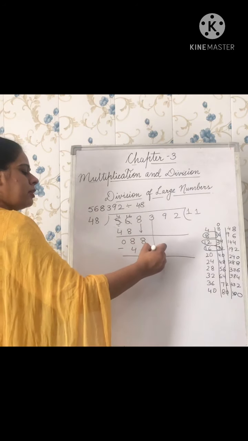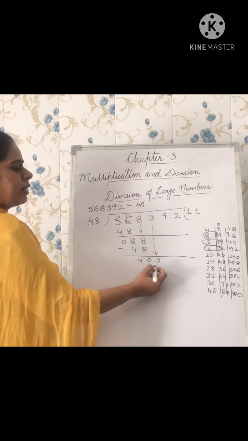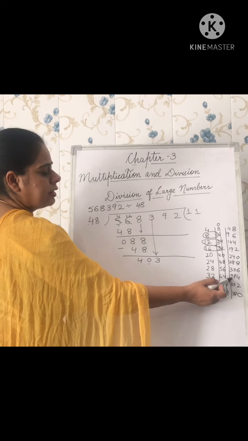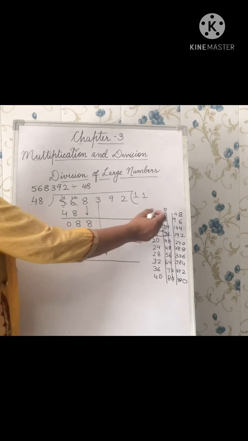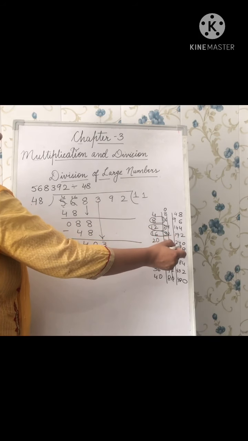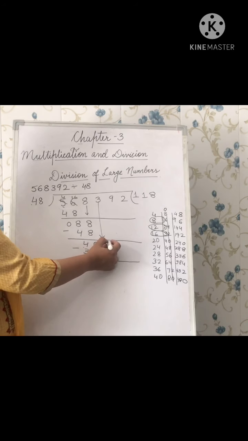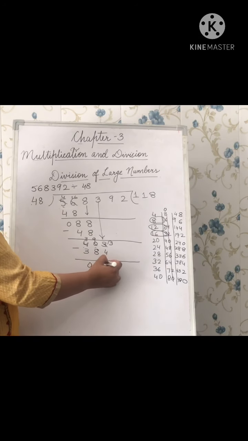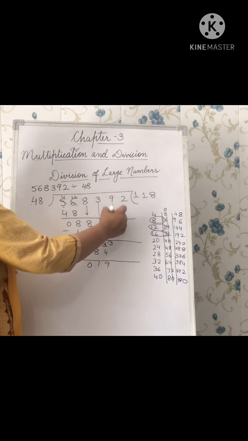Now you will bring this 3 down because 40 is less than 48. Now 403. Now you see what is smaller than 403, this 384. Where is 384 coming in the table of 48? 1 2 3 4 5 6 7 8. So you will write here 8. Now 13 minus 4, it is 9. Now 19 is again less than 48, so you will bring this 9 down.